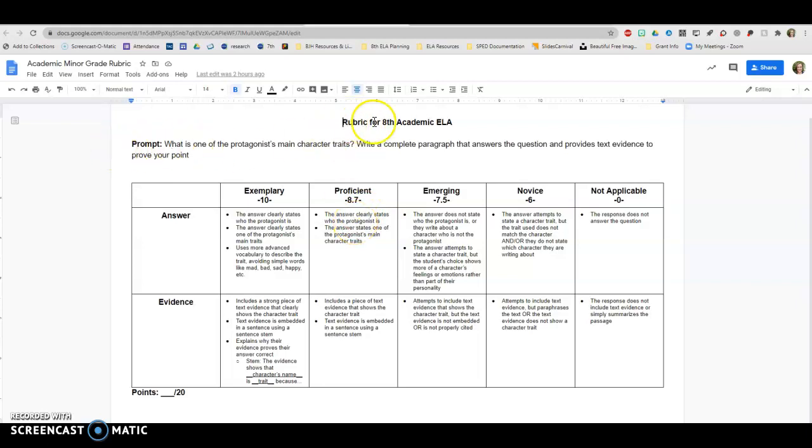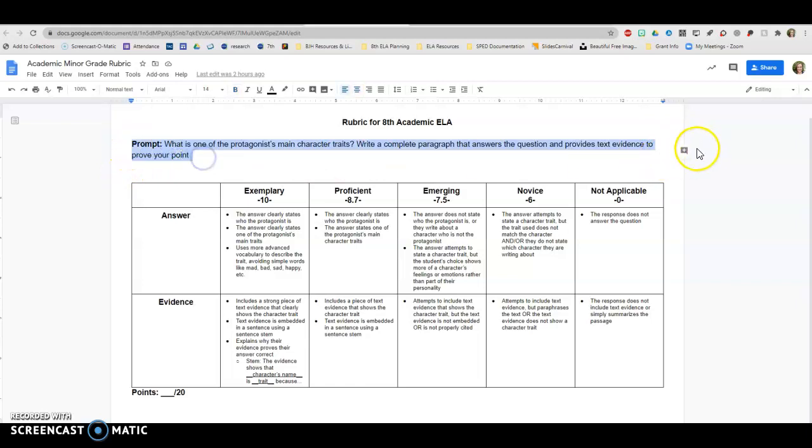Right up here at the top it says rubric for 8th academic ELA, and then it has our prompt. A prompt is a fancy way of saying your writing task or the writing question. So this is the question you're trying to answer in your writing this week. What is one of the protagonist's main character traits? Write a complete paragraph that answers the question and provides text evidence to prove your point.